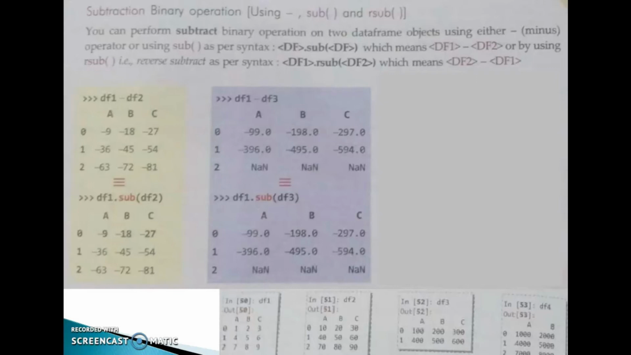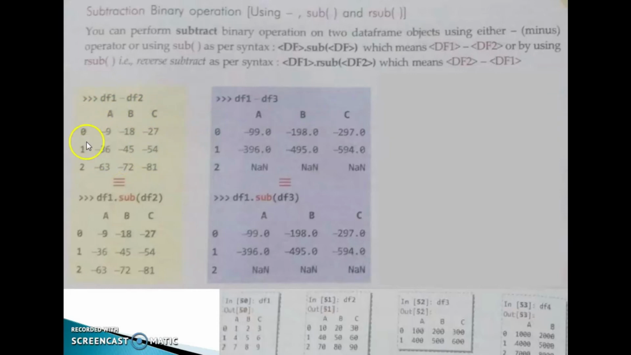Minus, sub and rsub. Minus operator directly we can use. Then sub function, that is like this, df1.sub(df2), which means df1 minus df2. Then what is this rsub? That is reverse subtract. Check this one, df1.rsub(df2). That means df2 minus df1. Clear?